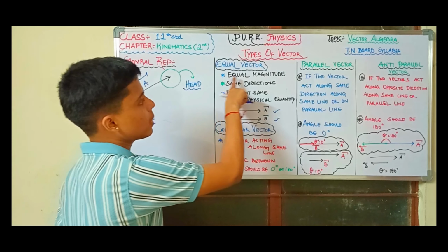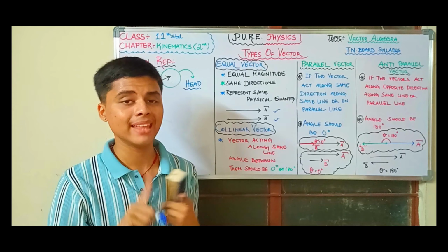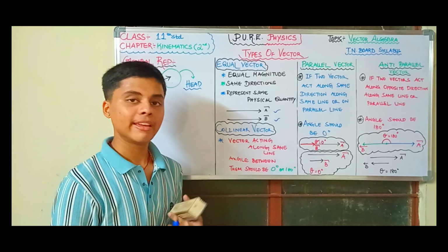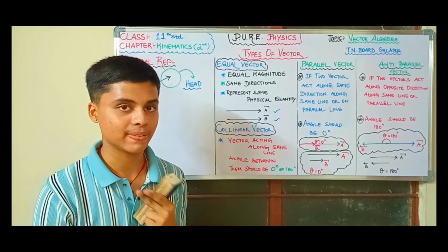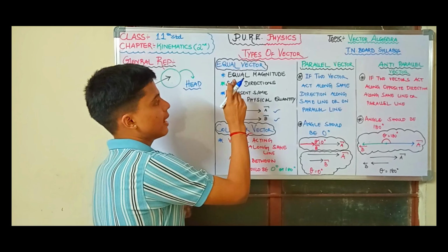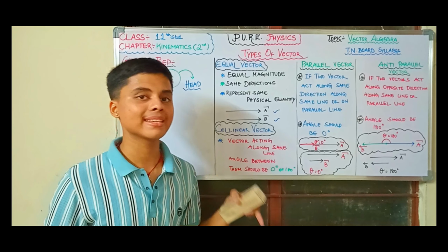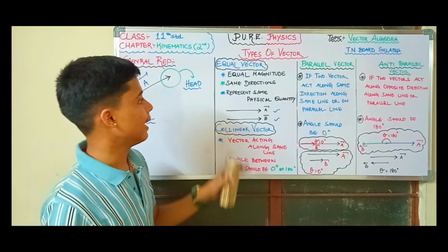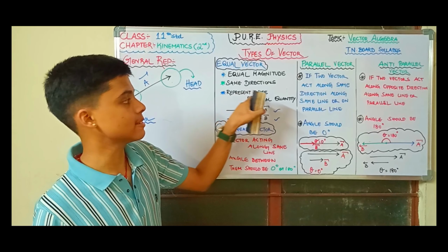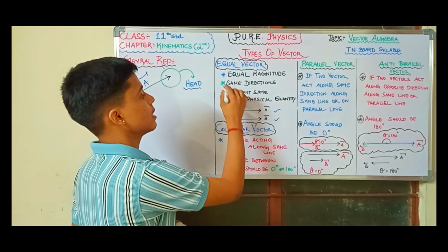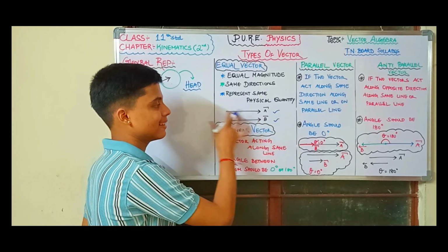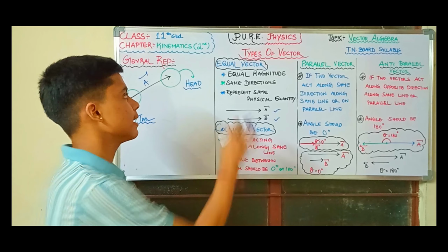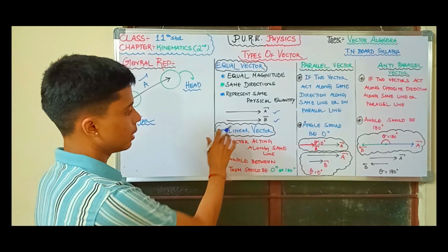One, it should have equal magnitude. What is magnitude? Length of the vector. Therefore, the length of these two vectors should be equal. If it is equal, the first condition is satisfied. Then both the vectors should move in the same direction, which is happening here because A vector and B vector are moving the same way. And then you need to ensure that it represents the same physical quantity. If these three conditions are satisfied by these two vectors, then we can say vector A and vector B are equal vectors. Now moving on to collinear vector.